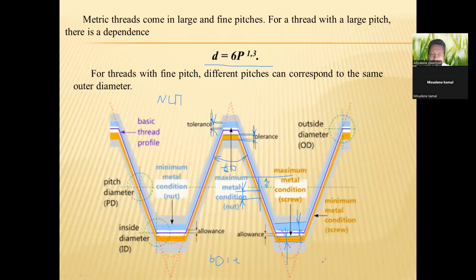As usual, we have a clearance between bolt and nut. We can't have... no, we only have the clearance between these parts. And this line, it's the basic thread profile. Basic thread profile.